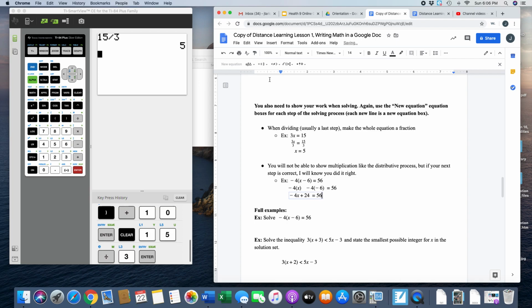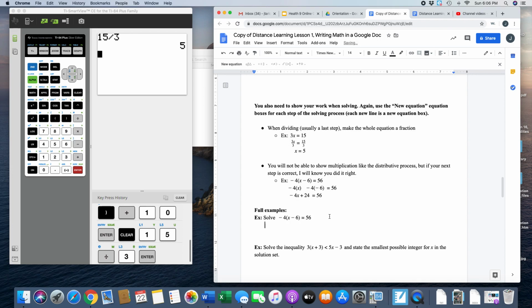You could, in theory, skip right down to this part here and not show this work up here. If this is correct, then we know that you did this part correct, which is what it says here. If your next step is correct, we know you distributed properly. This is the long version, but a lot of you guys are going to go straight from here to here. So to see a full example, -4 times x minus 6 equals 56. Underneath it, I'm going to open a new equation box right up here, equation. So I did the distribution, -4x plus 24 equals 56.